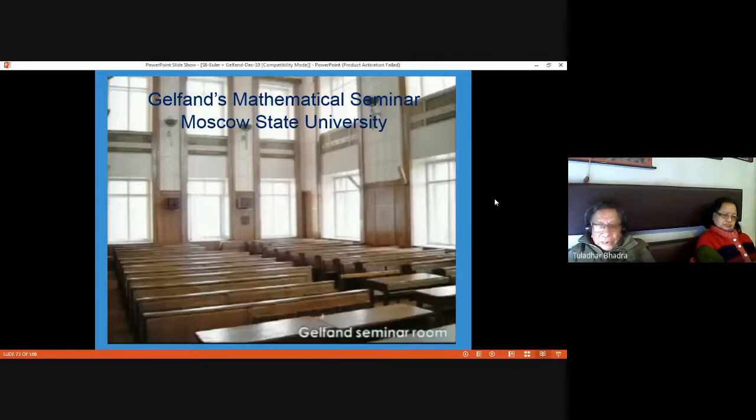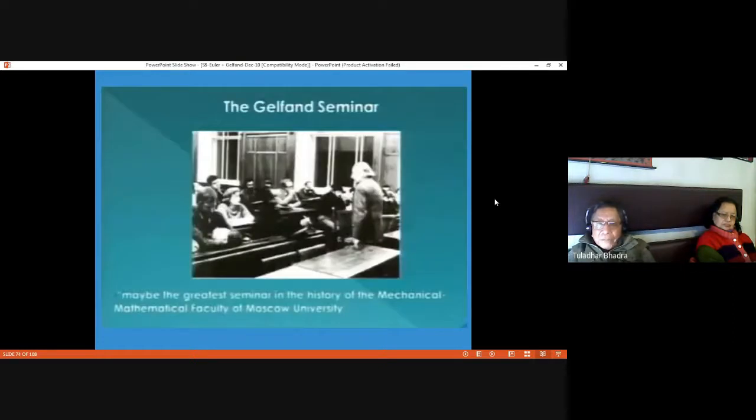So this is the room where you used to have this weekly seminar. This is one of the times when you were having a seminar. So maybe the greatest mathematics seminar in the history of the mechanical mathematics faculty of Moscow University. The faculty in this Moscow University was called the mechanical mathematical faculty, not a pure mathematics faculty only, because mechanics is closely related to mathematics. Even my PhD was more related to mechanics. It was in the Department of Theoretical Mechanics.